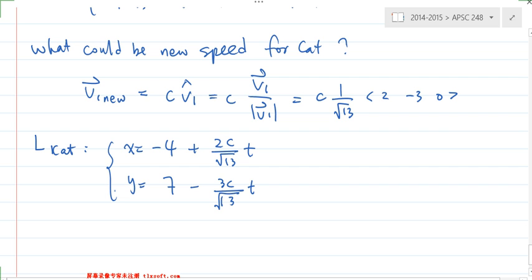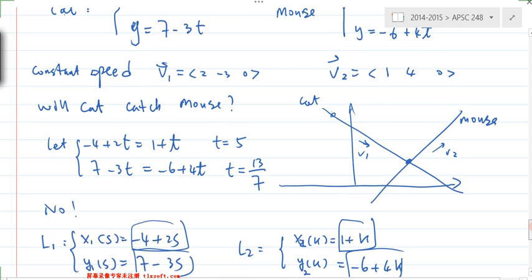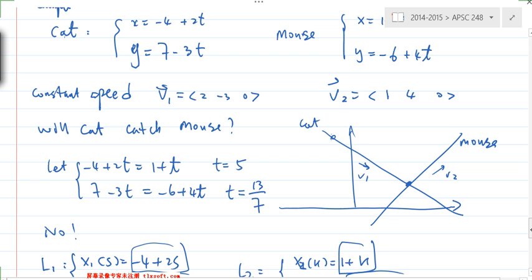Same idea now. You want the cat to catch the mouse, so we have to let this x be the same as the other x, the y the same as the other y. Now, but remember this. Just a second, let me see, did I make a mistake?